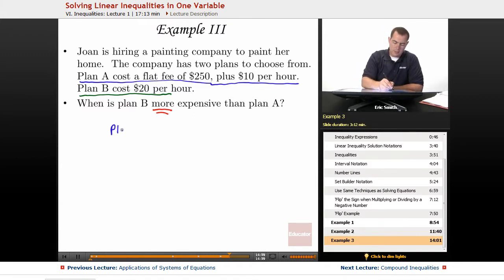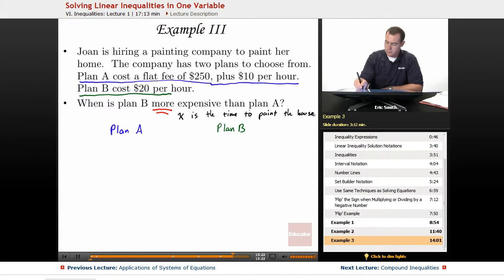So let's have Plan A, and let's go ahead and have Plan B. We need an unknown here, so let's say x is the time to paint the house. Okay. So Plan A cost a flat fee of $250 plus $10 per hour.